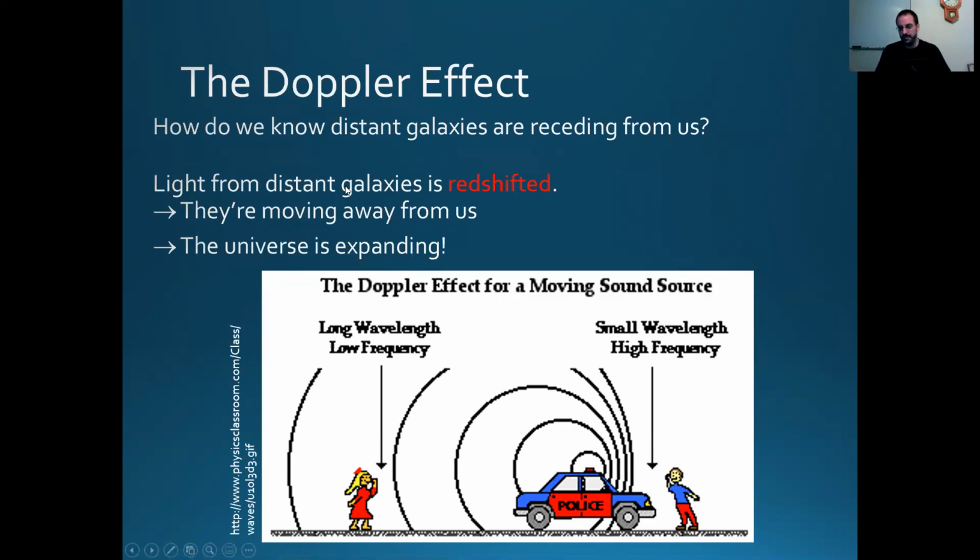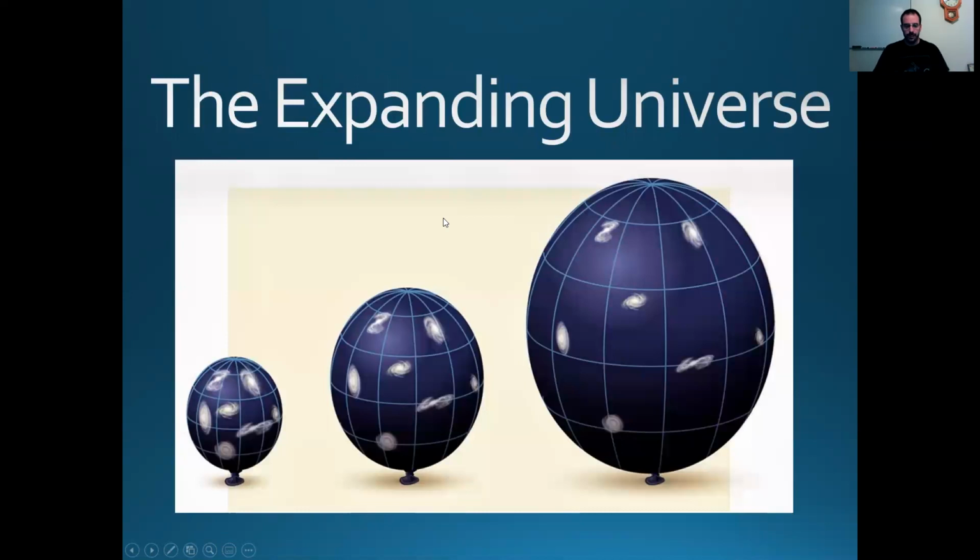So the light from these distant galaxies is red shifted. That's what Edwin Hubble noted. And the most straightforward explanation of this is that the galaxies are moving away from us, meaning that the universe is expanding. So here's a little picture of the expanding universe.